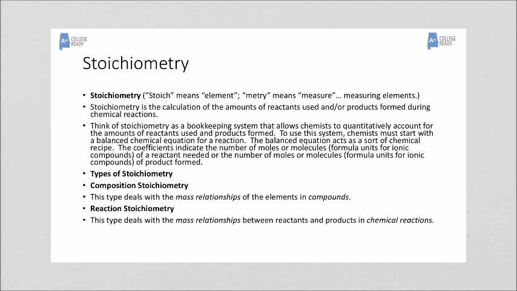There's two main types of stoichiometry. One of them is composition stoichiometry, and this will let us look at the mass relationships of the elements in a compound. And then there's reaction stoichiometry, which lets us look at the mass relationships between the reactants and the products in chemical reactions.